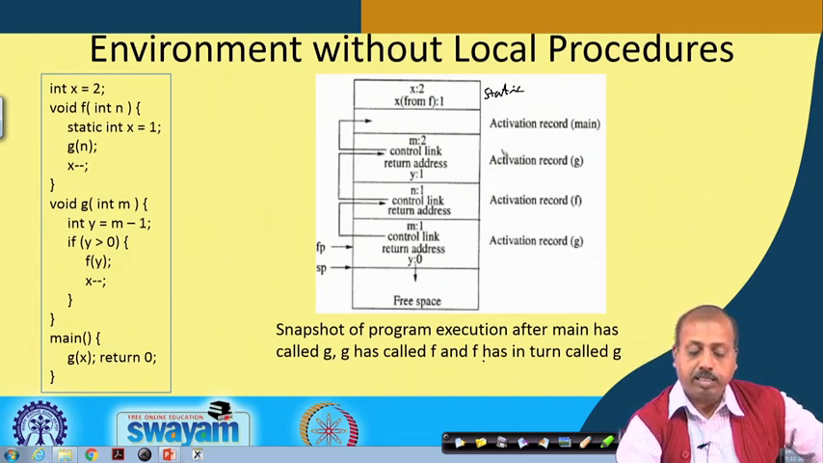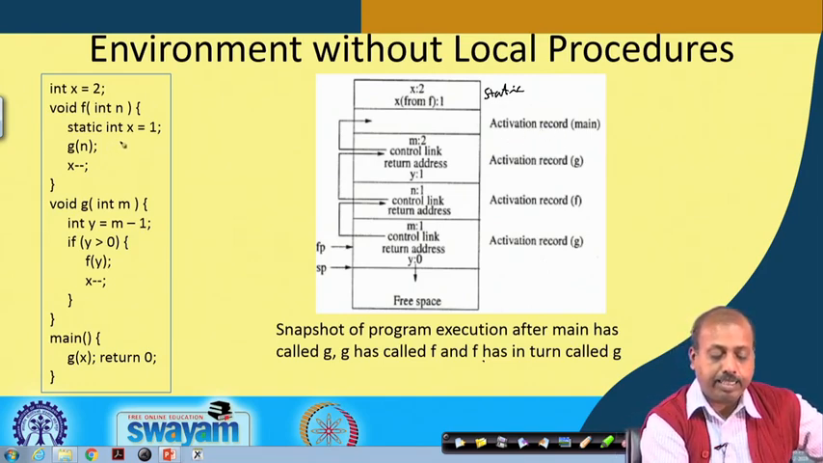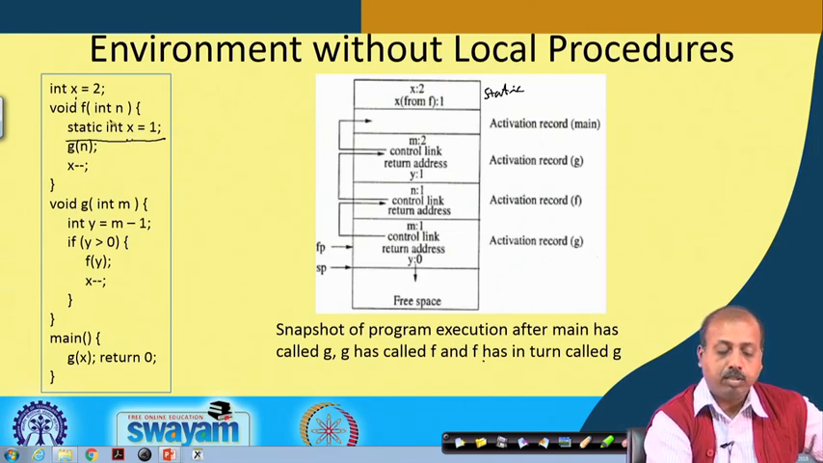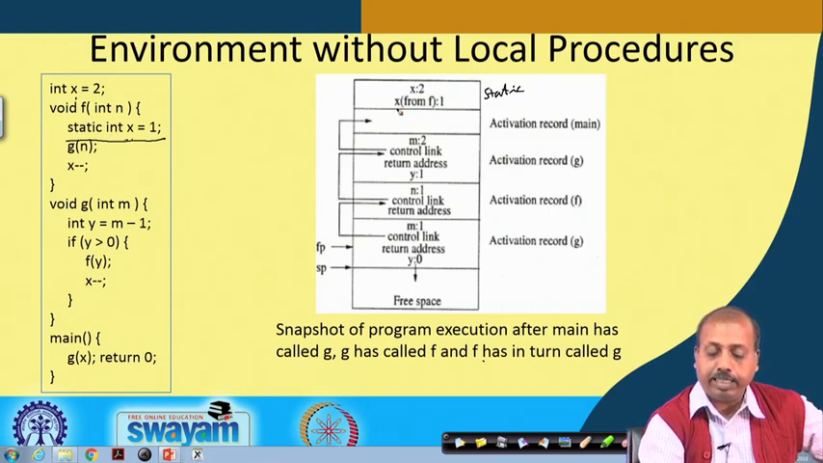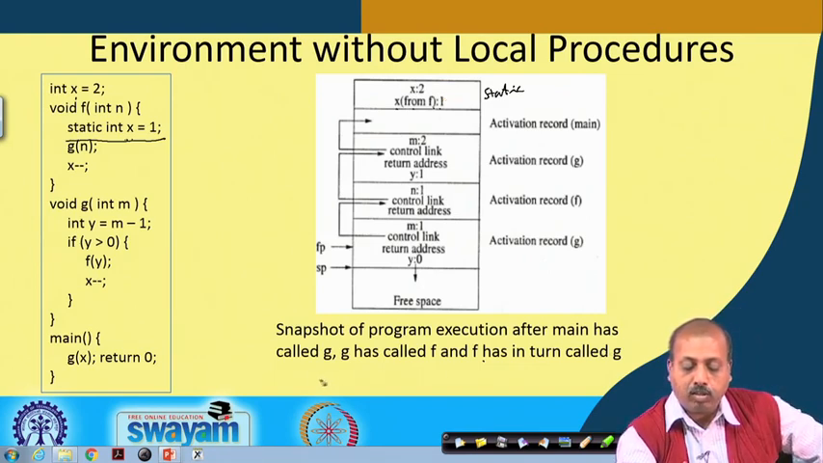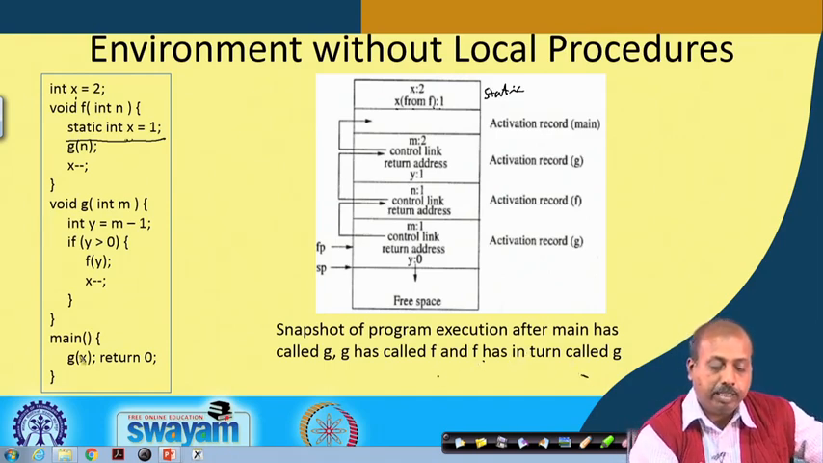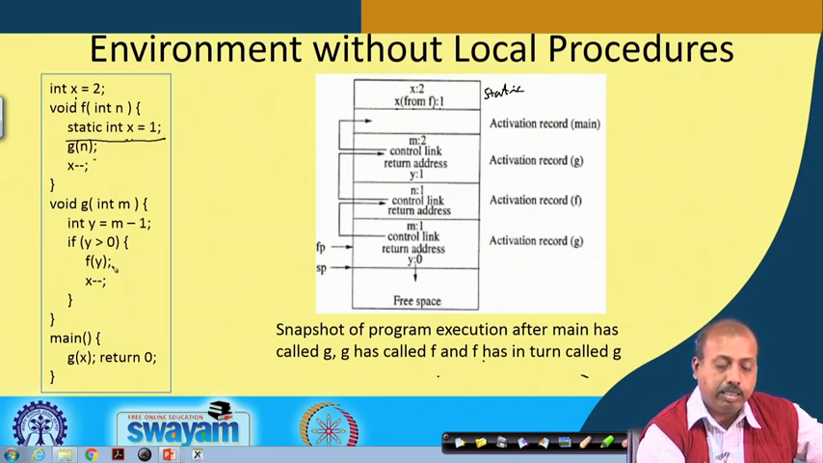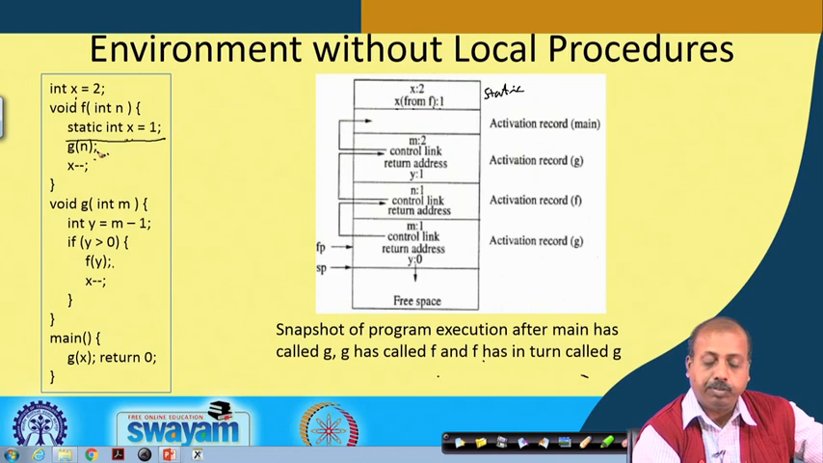Okay. Now, there is another x here. Within function f, we have static int x1. So, this is another x. This x and this x are not the same. This is a global variable and this is another x coming from the function f. So, this x from f is equal to 1. And this is the snapshot of the program after main has called g, g has called f, and f has in turn called g.